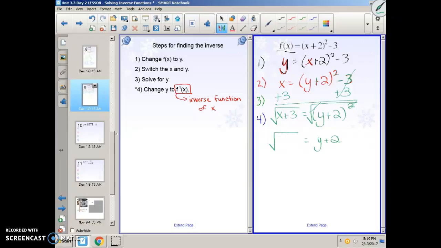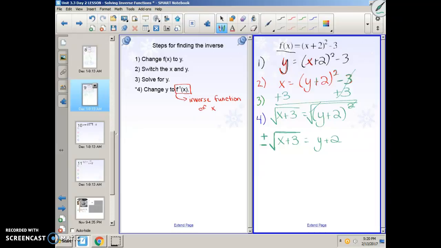Now, here's the doozy with this guy. When you take a square root of something, you have to account for the fact that it has to be positive and negative. The reason for that is if I do -5 squared, I get the same thing as +5 squared. So I have to make sure I put a plus and minus here. Again, when you square a negative, you square a positive, you get the same thing. So when I undo it, I have to account for both.